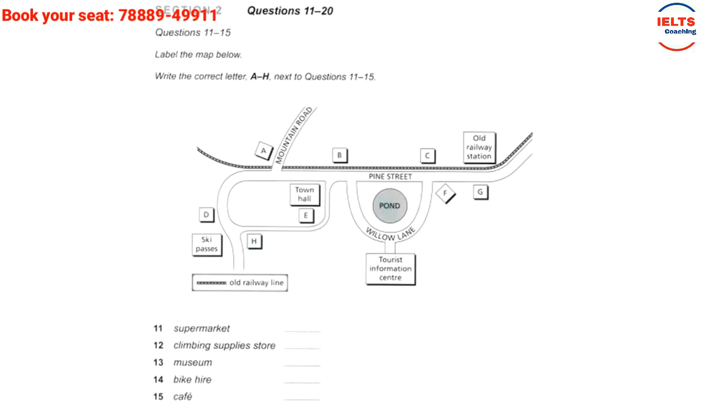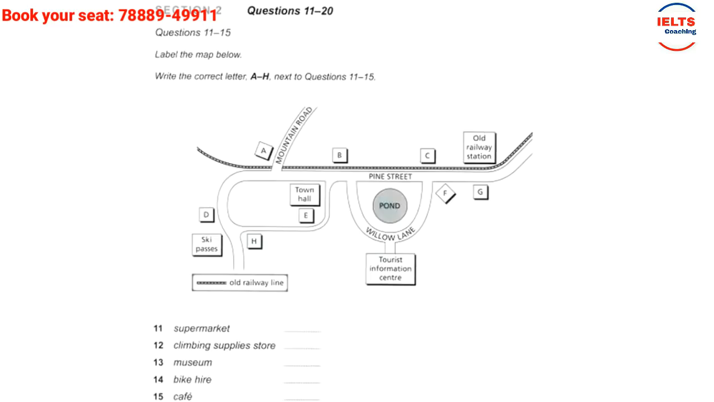So I just discussed the same thing as an example with you, and it turned out to be the same instruction that she gave, that we are here at the Tourist Information Center. Follow the Willow Lane, Pine Street, take a right, and it is the second building opposite the old railway station. So the answer is G, because we were looking for supermarket.